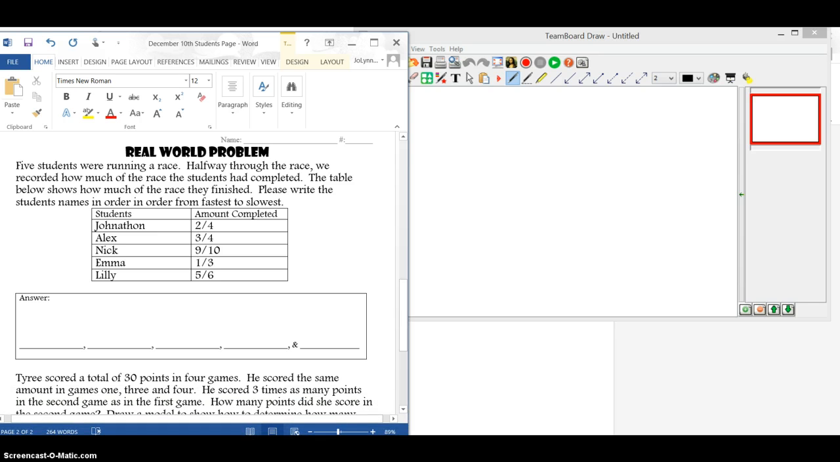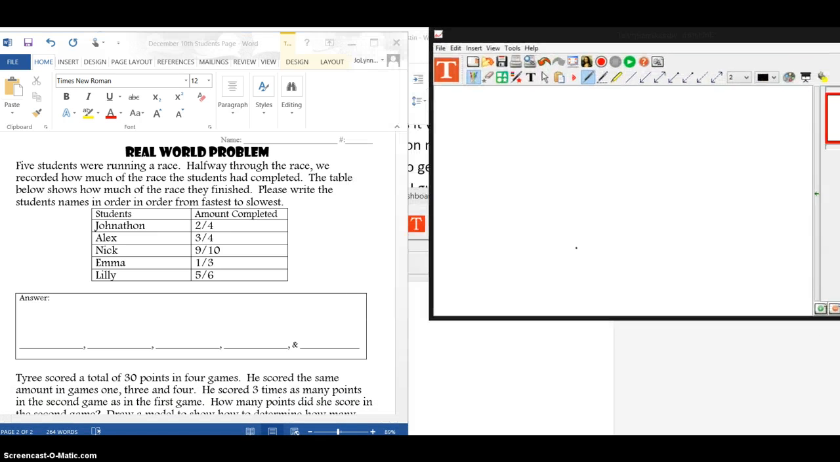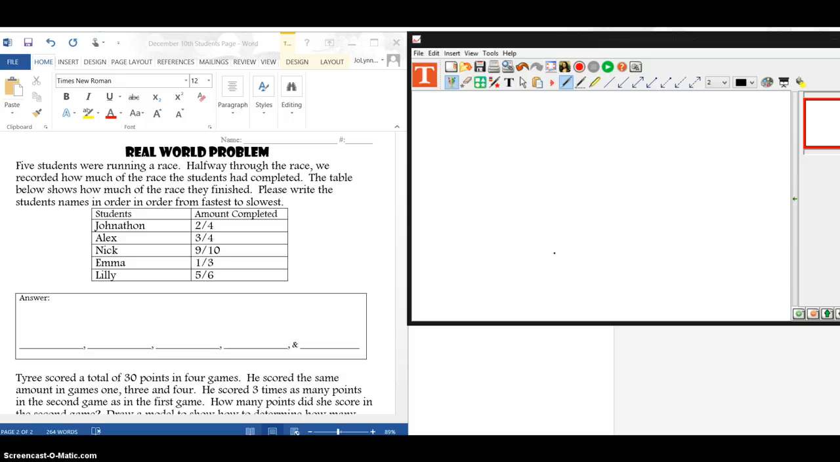So from there you'll see I'll start on this one, and then if you want to pause the video to finish. So again, I'm going to put my work over on this side right over here. So here's a question. 5 students were running a race. Halfway through the race, we recorded how much of the race the students had completed. The table below shows how much of the race they finished. Please write the students' names in order from fastest to slowest.